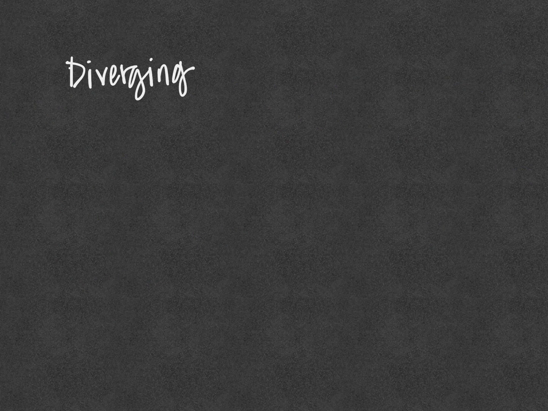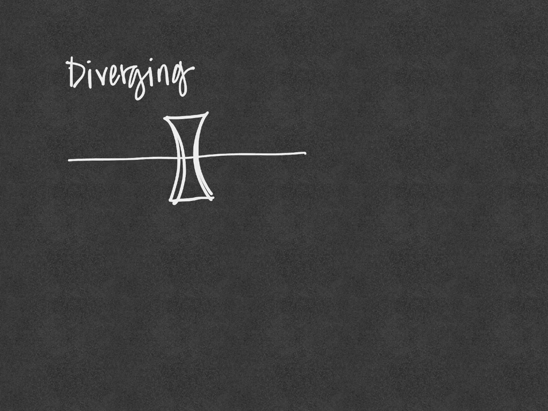Diverging lenses are a lot like the convex mirror, but our diverging lens has two concave looking sides there, and we have a principal axis. So because a diverging lens has a focal point on this side right here and a focal point on that side there, we call those negative focal points. So by convention, the rule is that a diverging lens has a negative focal point.